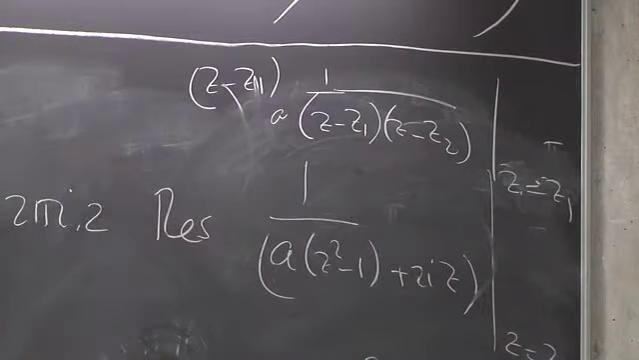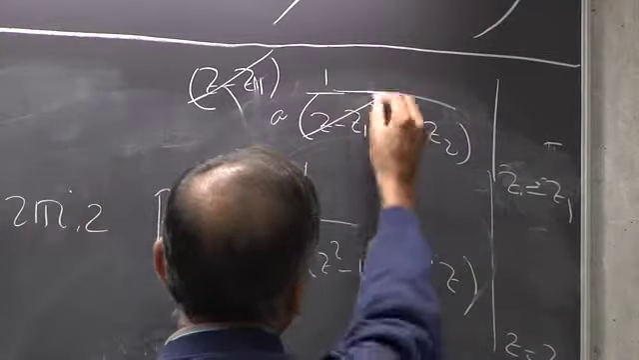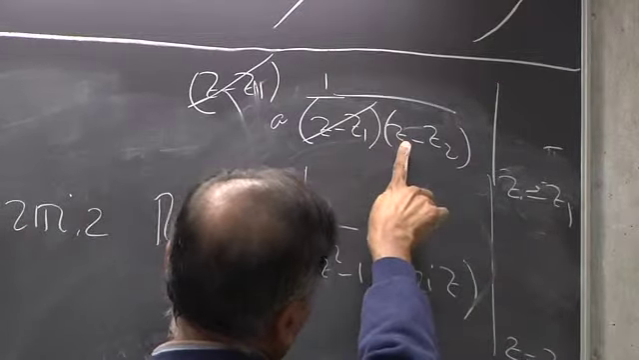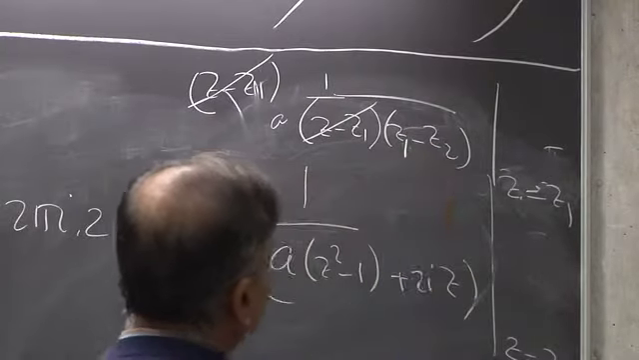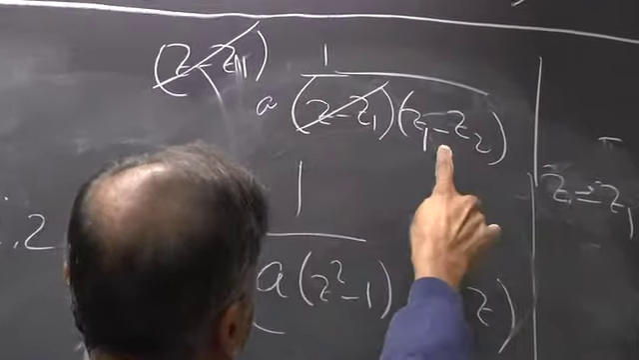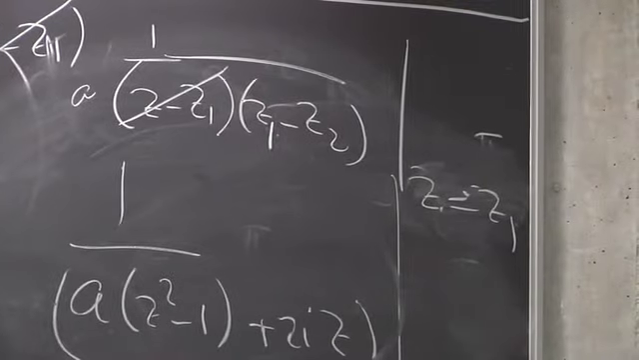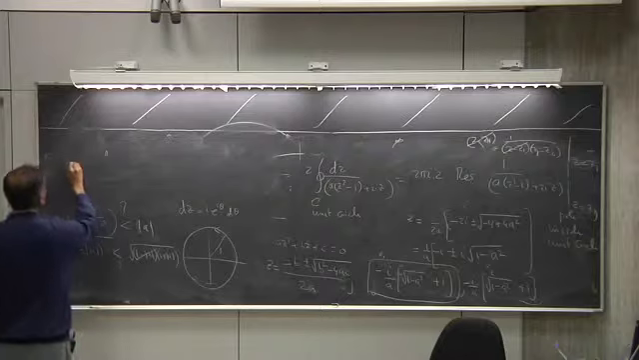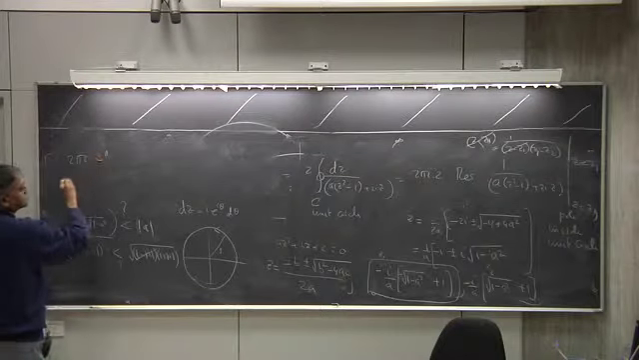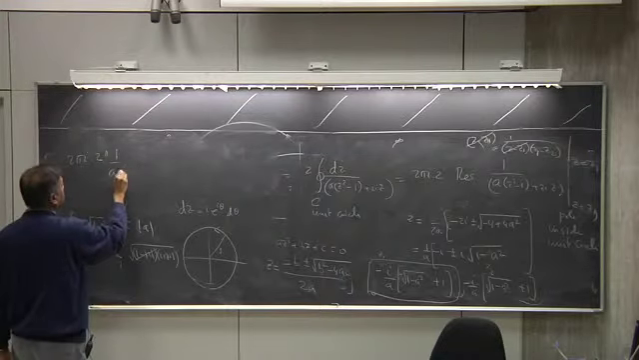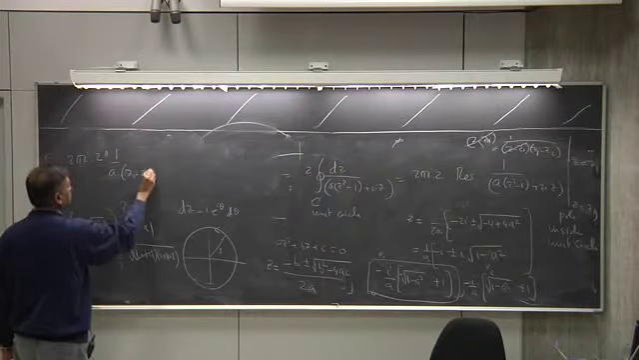Correct? That is the residue. So when I multiply, z minus z1 cancels, and then z has to be set equal to z1. So the answer is 1 over a times z1 minus z2. So the full answer is 2 pi I times 2 times 1 over a times z1 minus z2.